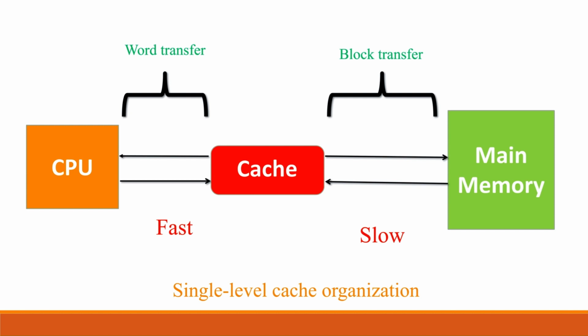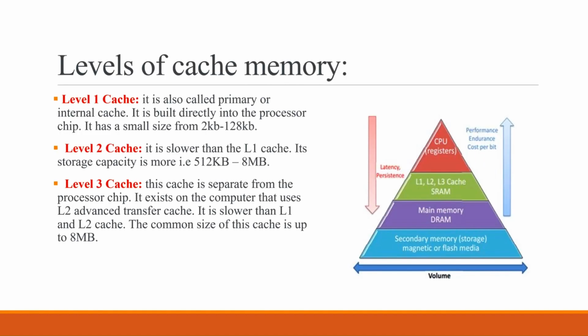Moving further, there are levels of cache memory. The level 1 cache is also called the primary or internal cache. It is built directly into the processor chip. It has a small size, from 2 KB to 128 KB. As it has a small size, it has very high speed. Level 2 cache is slower than the L1 cache. Its storage capacity is from 512 kilobytes to 8 megabytes.